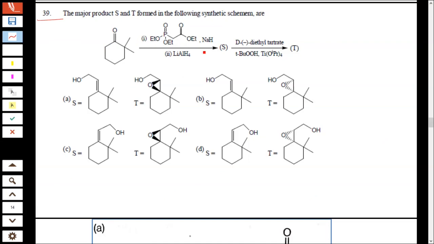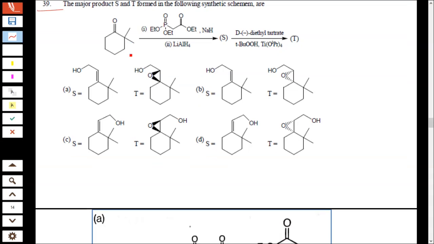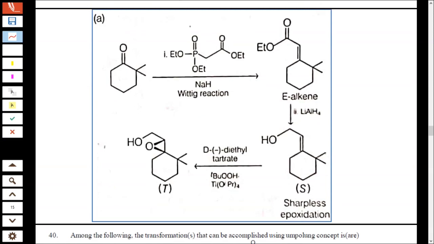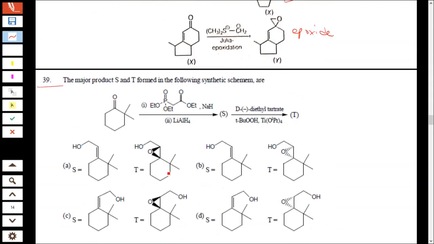The major products S and T are formed from the reaction of a 6-membered cyclohexanone compound. You see, this is a Wittig reaction, which gives the E-alkene. This on reaction with LiAlH4 gives an alcohol compound, which on treatment with diethyl tartrate and a peroxide compound gives the epoxide, a Sharpless epoxidation. Hence answer A is correct.